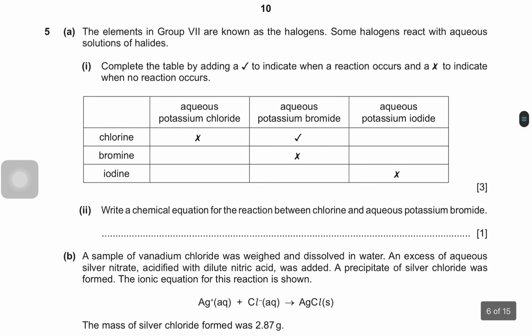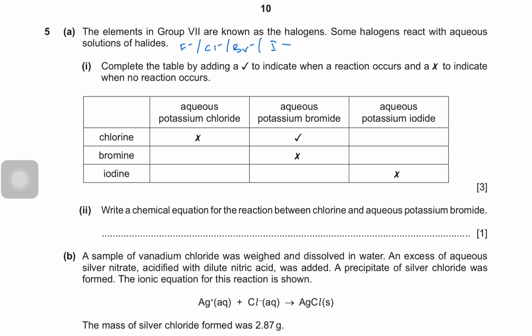The elements in group 7 are known as the halogens. Some halogens react with aqueous solutions of halide. Halide means fluoride, chloride, bromide or iodide, the negative ions. Complete the table by adding a tick to indicate when a reaction occurs and a cross to indicate when no reaction occurs.